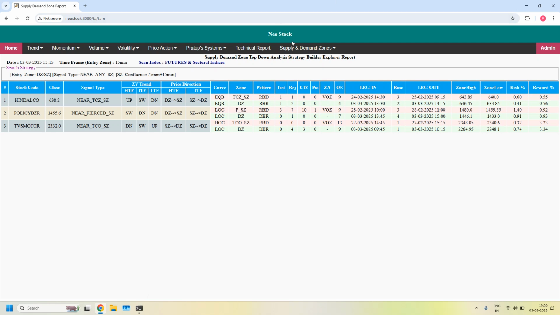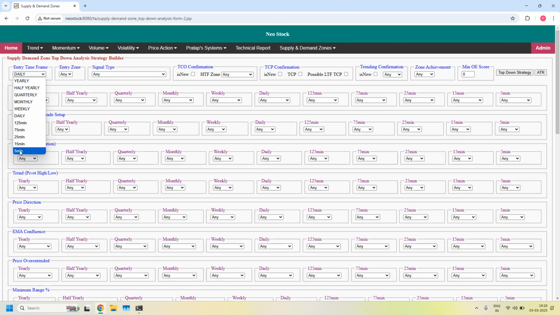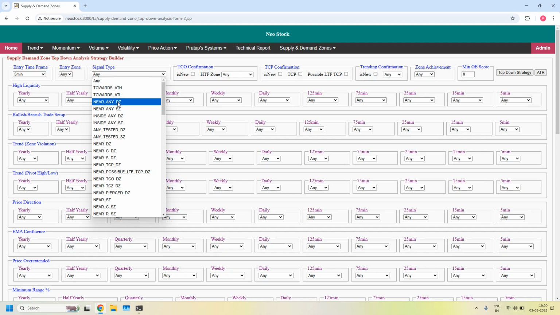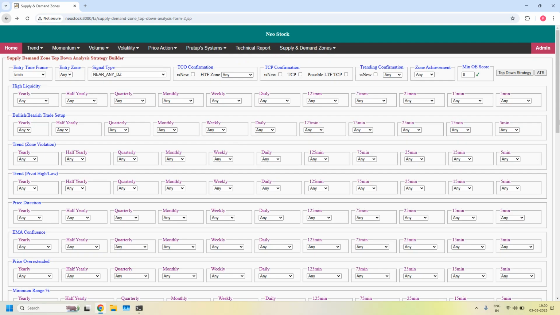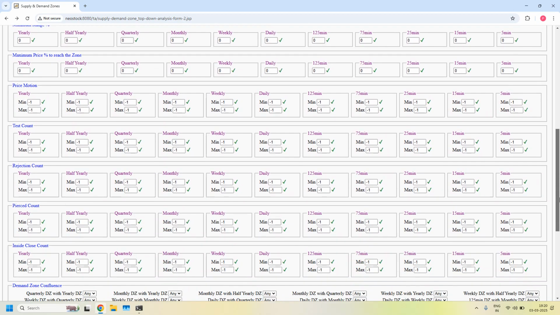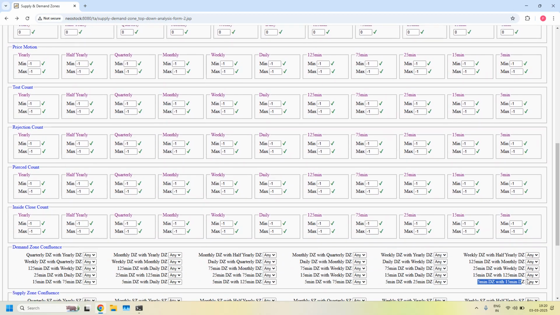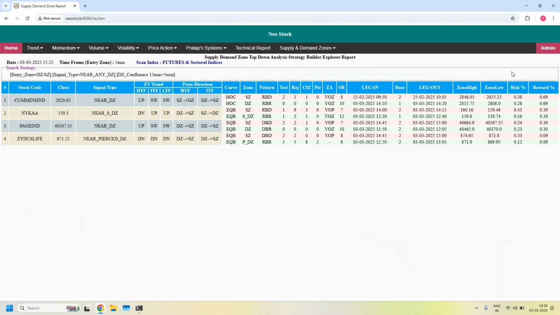Okay, next time frame is 5 minutes. Stocks near 5 minutes demand zone. We got 6 stocks. Let's verify high TF demand zone supported stocks. That is 5 minutes and 15 minutes demand zone confluence. I enable the filter. We got 4 stocks. Fourth one is a pierced demand zone. We can't use it.